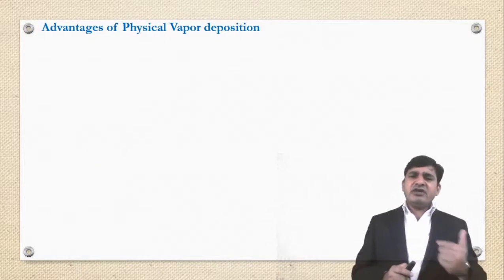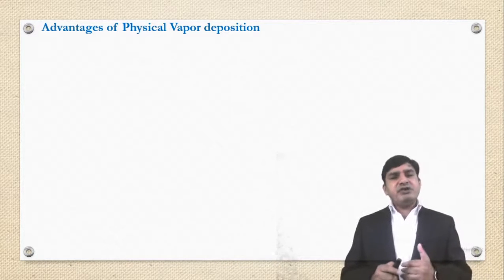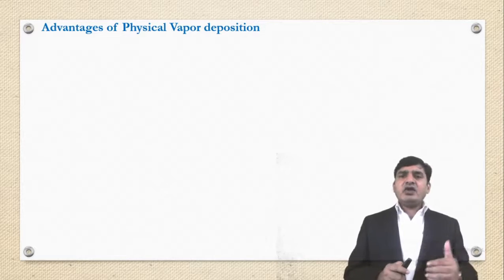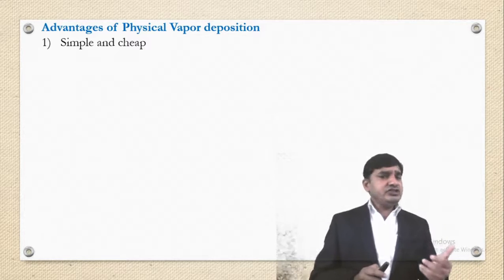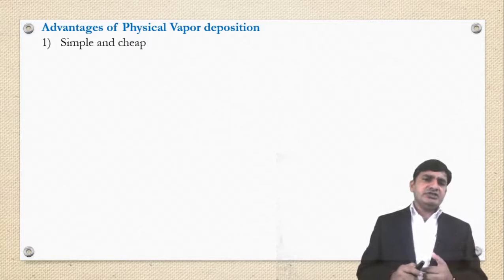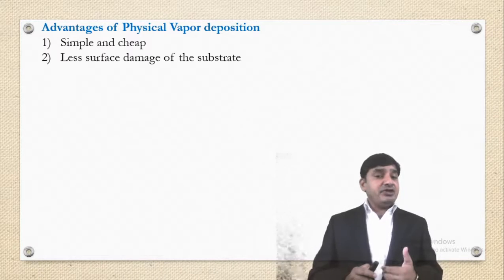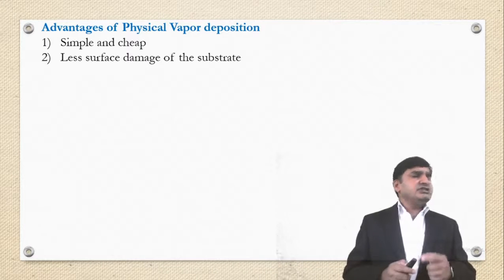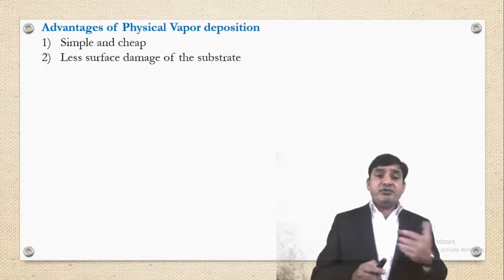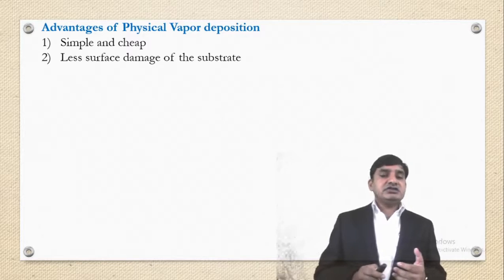Now there are some advantages and disadvantages of this physical vapor deposition. We have to see all these one by one. First, it is a simple and cheap method. This is one of the advantages. Simple and cheap. There is less surface damage of the substrate, because very little surface is in contact with the vapor, so there is less surface damage of the substrate.